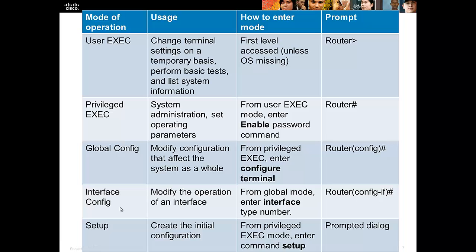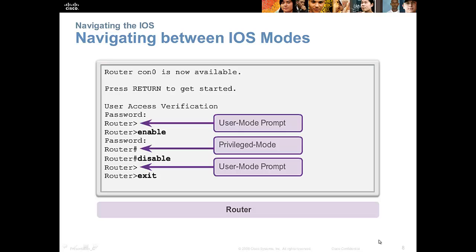Another mode of operation is the interface configuration. You would modify the operation of an interface here. From the global mode, you would type in interface space and the number or the name of the interface. Your prompt is going to change to router, left paren, config-if, and a pound sign. There's also setup mode. To create the initial configuration from the privileged mode, you type setup, and this is going to be a prompted dialog.